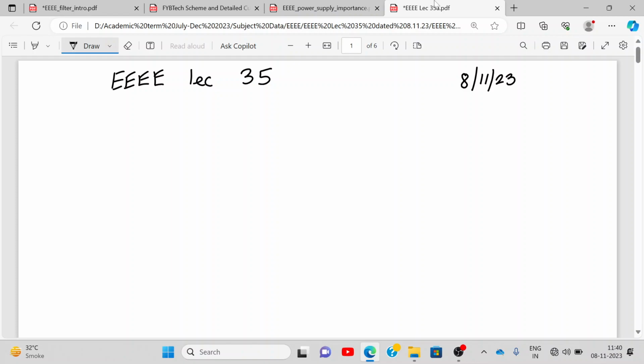All right. So we will consider a full wave center tap rectifier with a filter circuit. So write down capacitor filter, or it is also called a C filter.